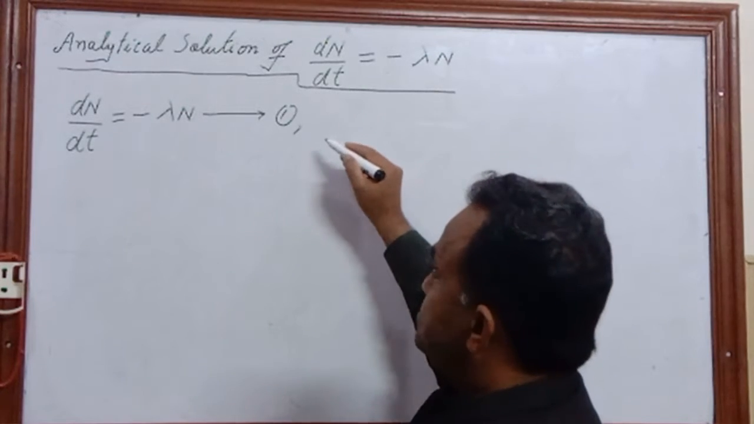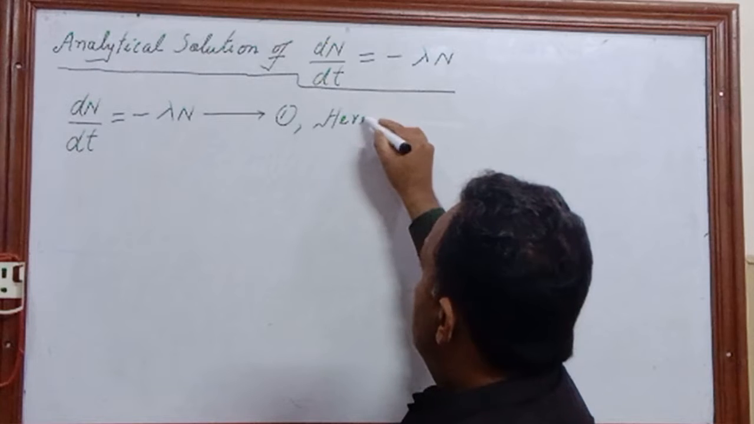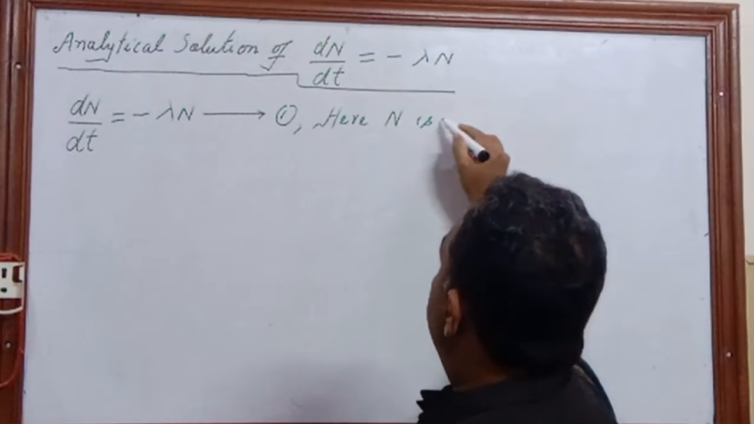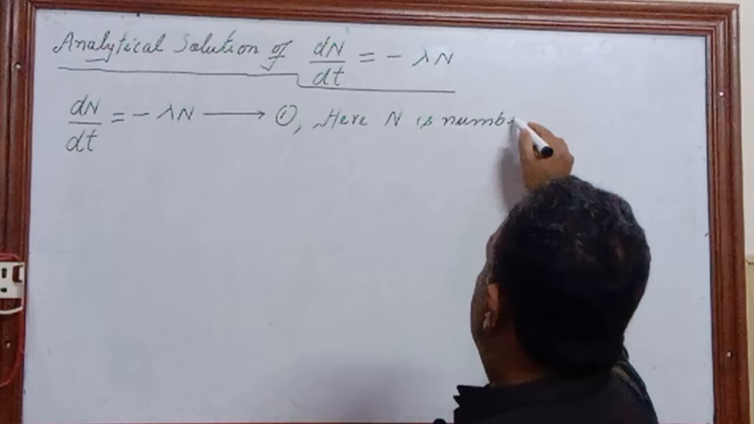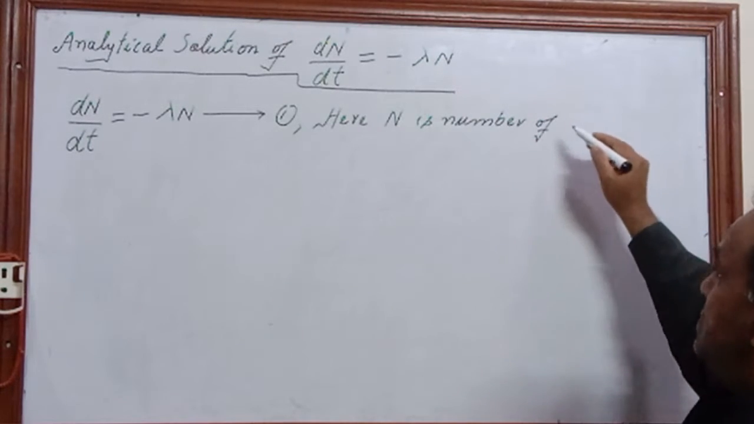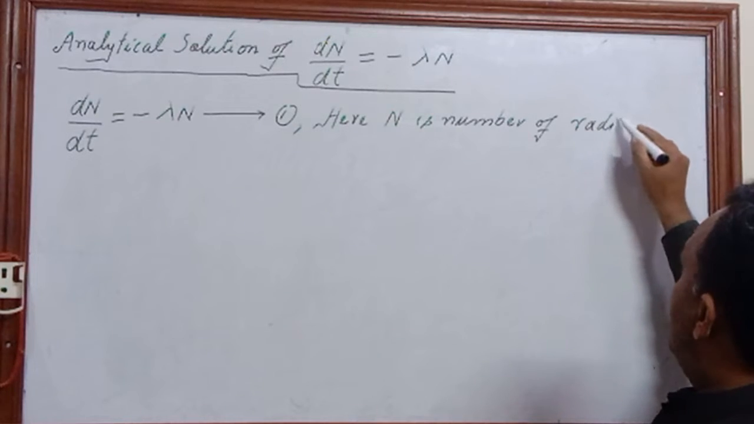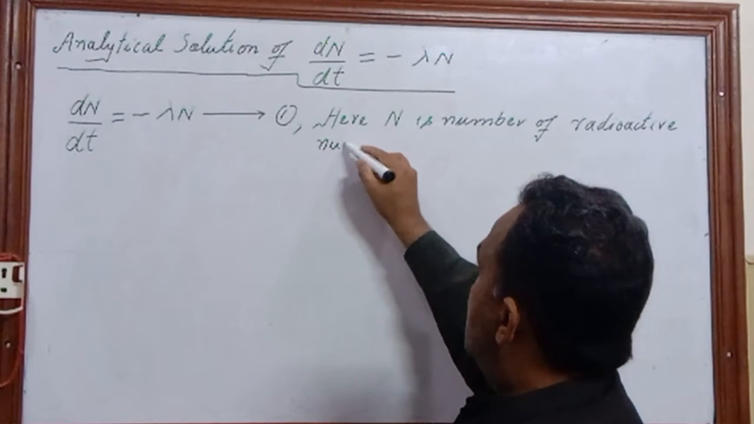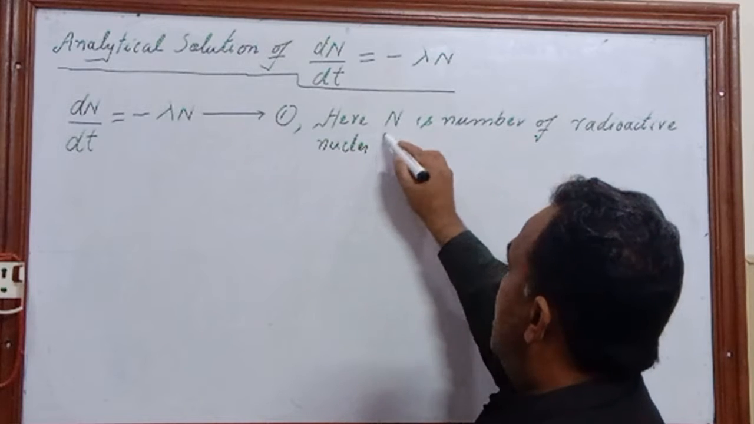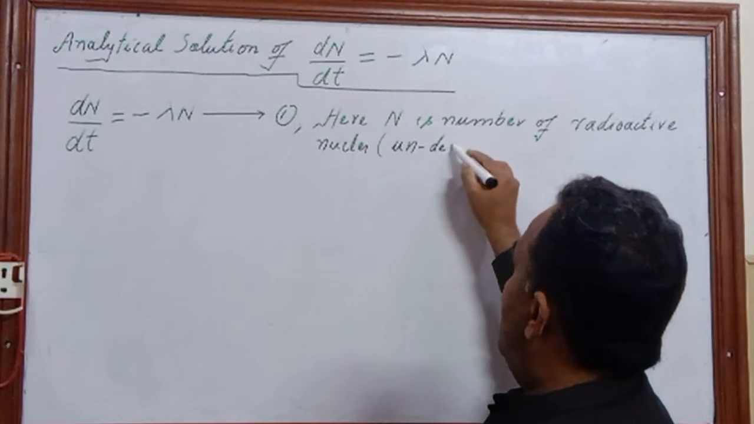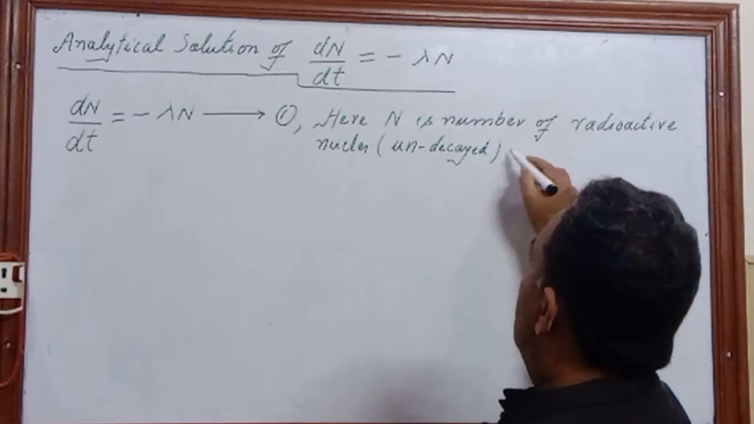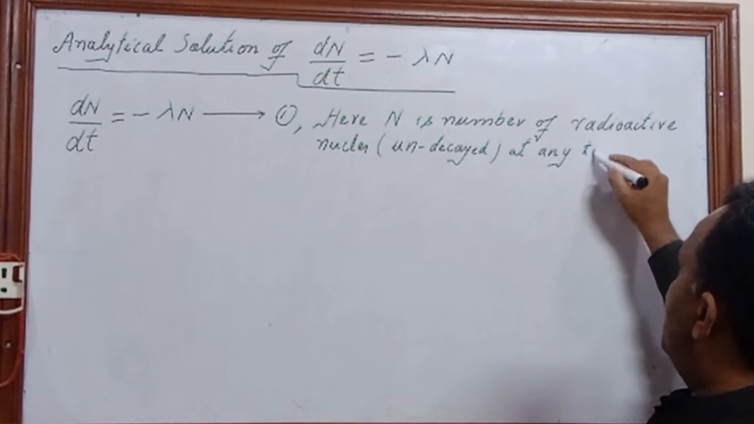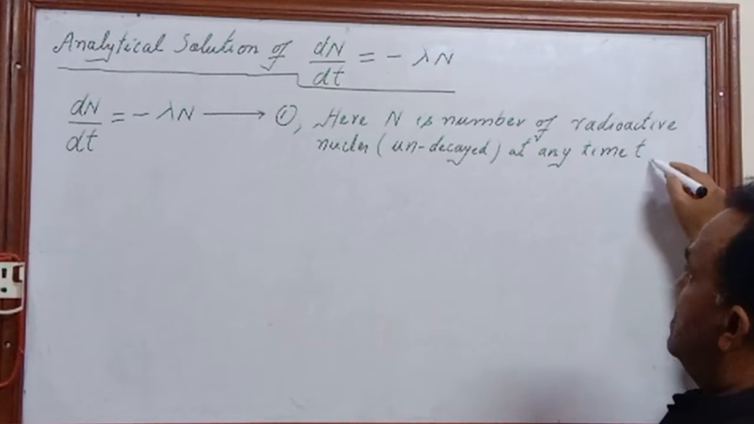Here, capital N is the number of radioactive nuclei, meaning the undecayed number of nuclei at any time t.